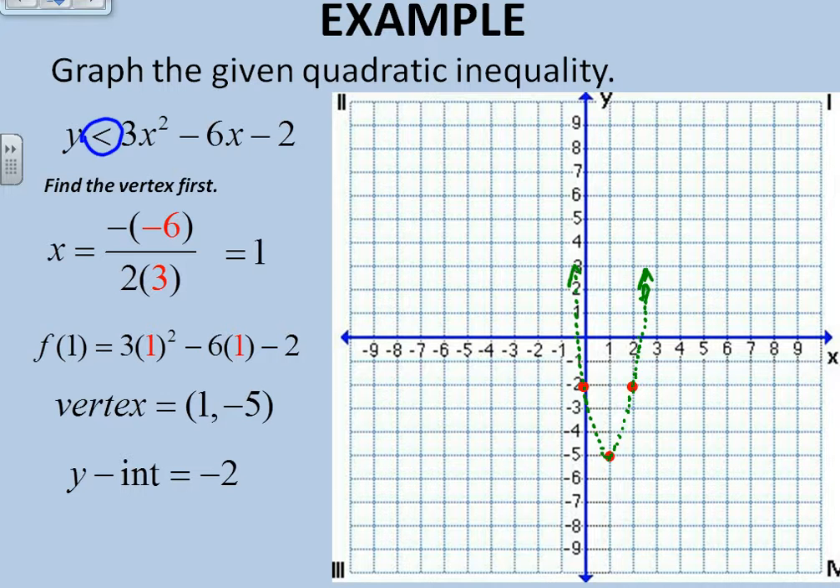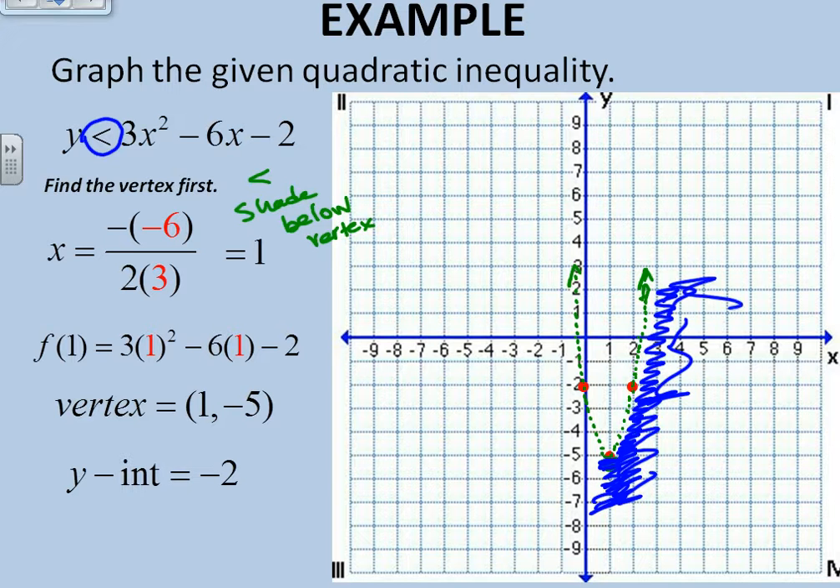So we're now going to look at where we should shade, and the shading, if it's less than, should shade below the vertex. Well, if you look below the vertex, we have this area down here, and again, we're going to treat that parabola as a boundary. So it actually does come up. It just tells us we should start going below, and we fill in everything else around the boundary. So that actually includes all of this area out here.